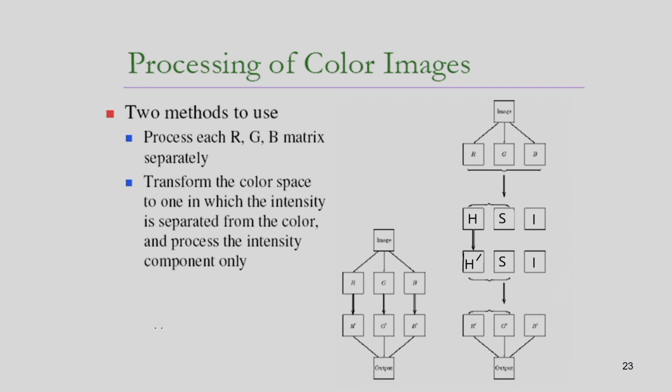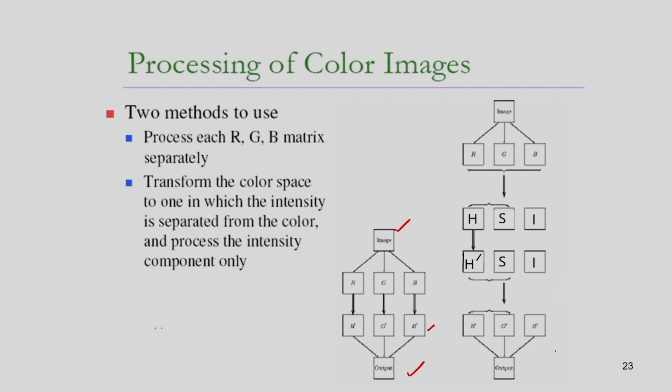In this case, again I am showing the same example. In the first figure, corresponding to this input image, I have the RGB components, and without converting RGB into HSI, I can do the processing for the R component, G component and the B component. So after processing, I am getting R dash, G dash and the B dash. So I am getting the output image like this.